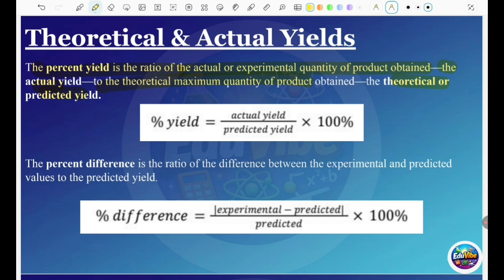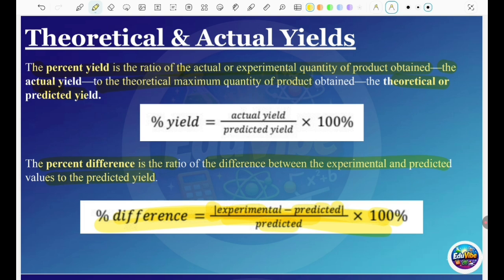Then the percent difference. Often in your labs you have to find the percent difference. The percent difference is the difference between the experimental and the predicted values, relative to the predicted yield. The formula is the absolute value of experimental minus predicted, divided by predicted, multiplied by 100. That is how you find the percent difference.